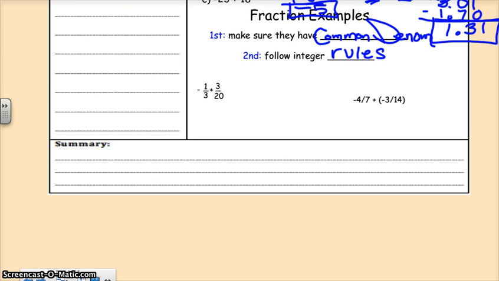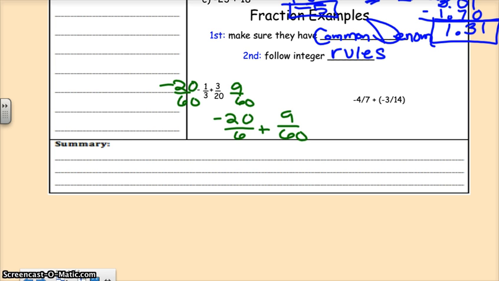Okay, first one. I need a common denominator. I'm going to make my common denominator what? 60. That's just the first thing that popped into my head. Maybe there's a smaller one. I'm just going to roll with 60 though. 20 times 3 is 60. 3 times 3 is 9. 3 times 20 is 60. 1 times 20 is 20. Throw the negative out. Okay? I just put the negative out front. This is negative 20 over 60 plus 9 over 60.